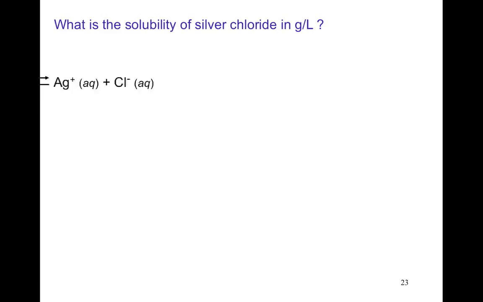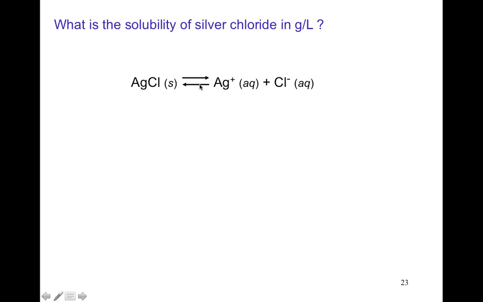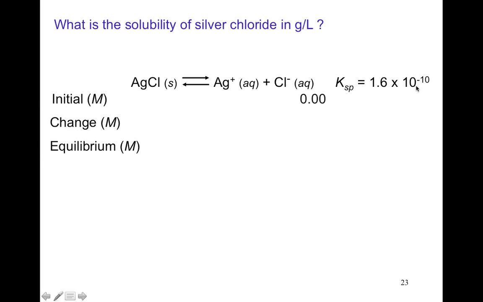So let's see if we can figure this out. What if they ask us, what's the solubility of silver chloride in grams per liter? So we want to figure out how many grams of silver chloride we could dissolve in a liter. So we set up our equation. We say, okay, here's solid silver chloride going to ions. And we look up in the book, what's silver chloride's KSP? It's 1.6 times 10 to the negative 10. Okay, cool. So here's our change. We're going to start with no dissolved ions. We're just putting solid silver chloride in this stuff.